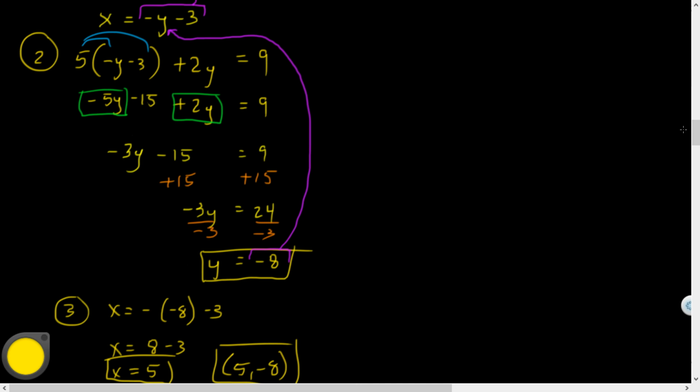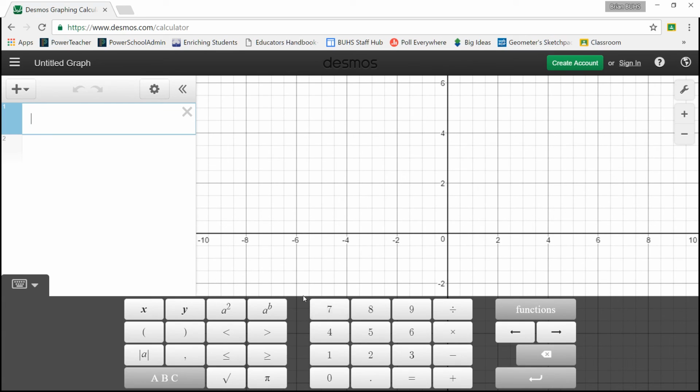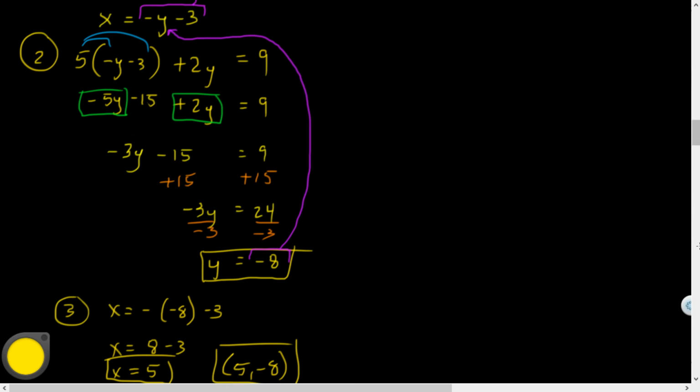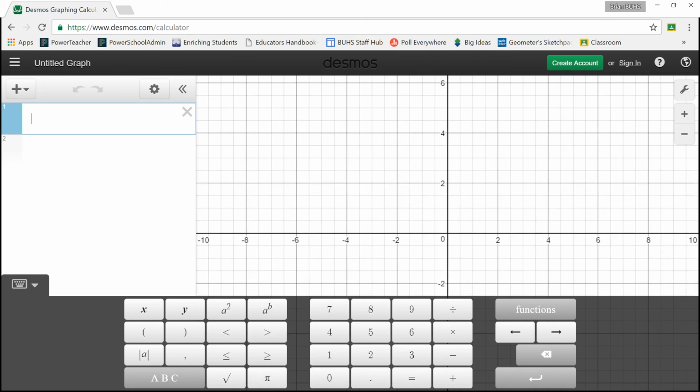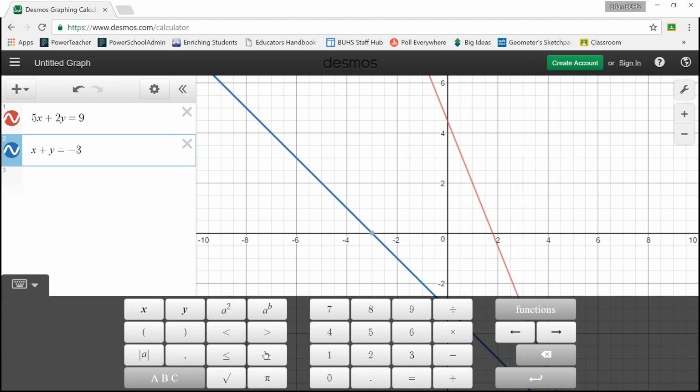Actually, maybe let's do a Desmos check. Desmos, the calculator. All right, so here's our Desmos graphing calculator. Oh dear, here we go. All right, and let me scroll up. So let's see, 5x plus 2y equals 9. All right, there's one line, and the other one was x plus y equals -3. So the nice thing about Desmos is it doesn't even need slope-intercept form.